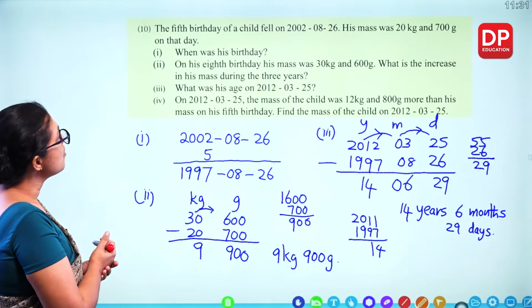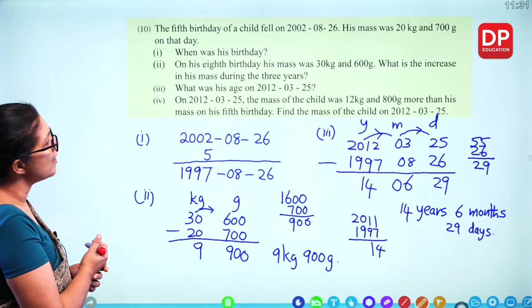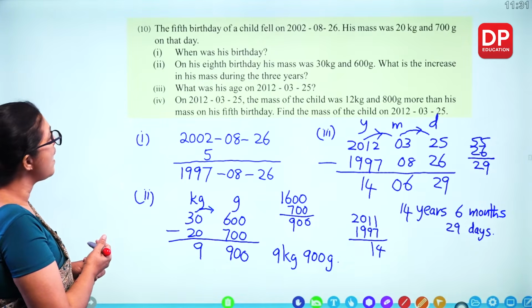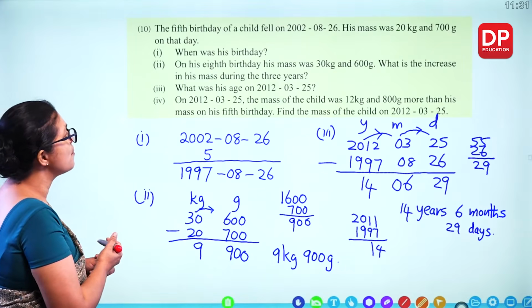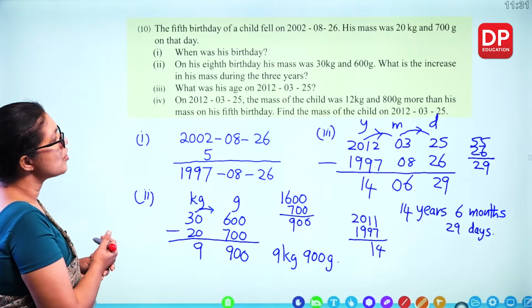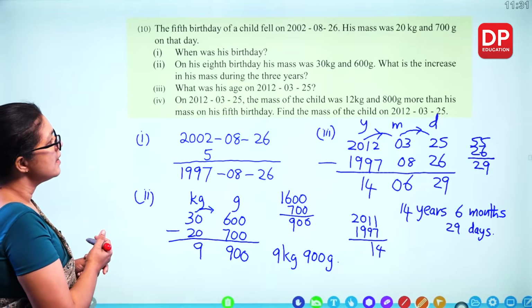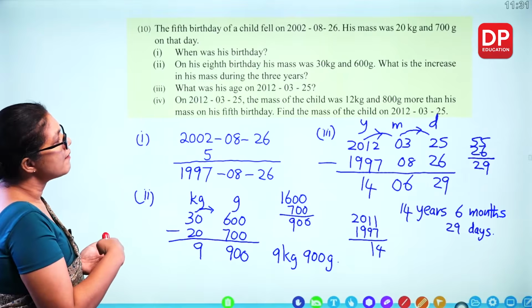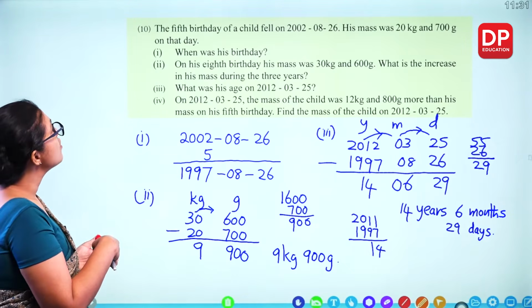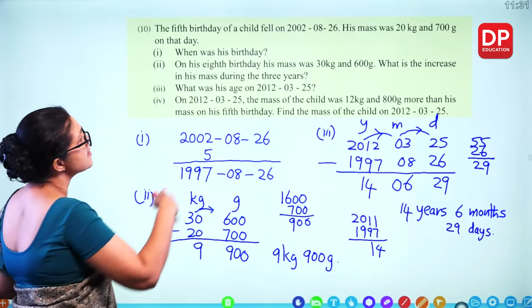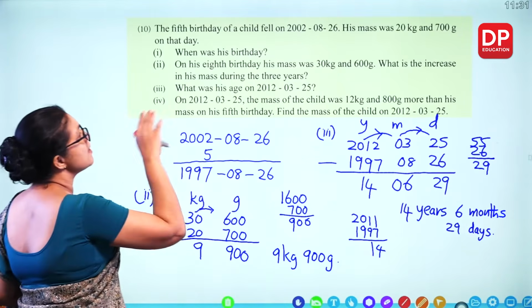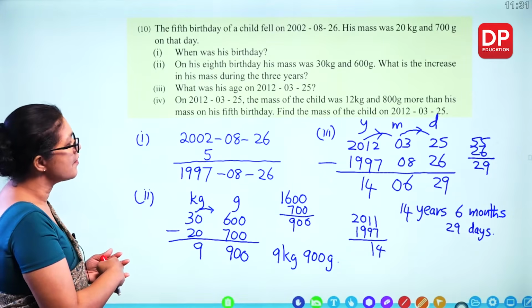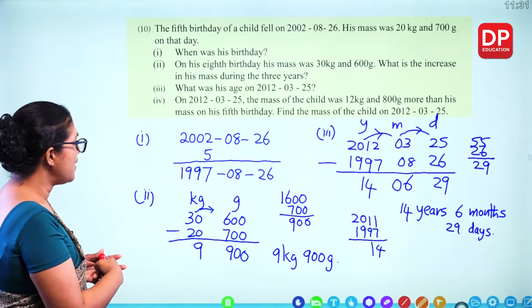On 2012-325, the mass of the child was 12 kilos and 800 grams more than his mass on his 5th birthday. Find the mass of the child on 2012-325. So that means you have to add 12 kilos and 800 grams to the initial mass given. On his 5th birthday, it was 20 kilos and 700 grams. So we'll add it together.